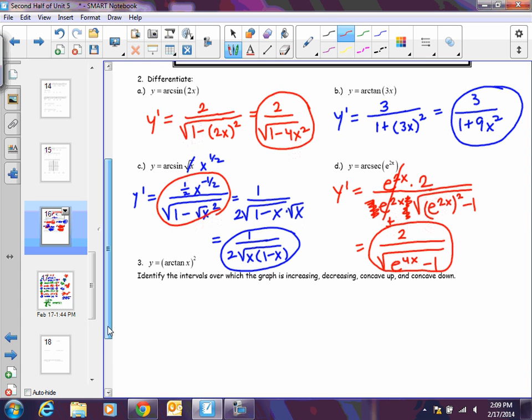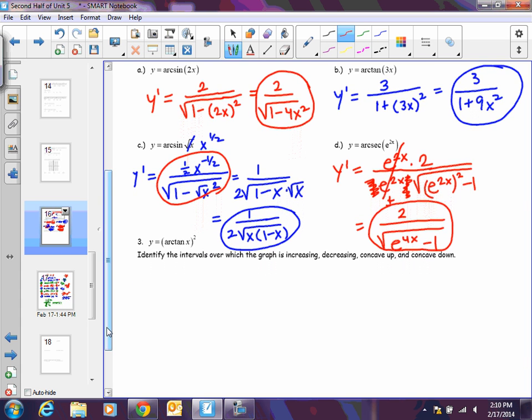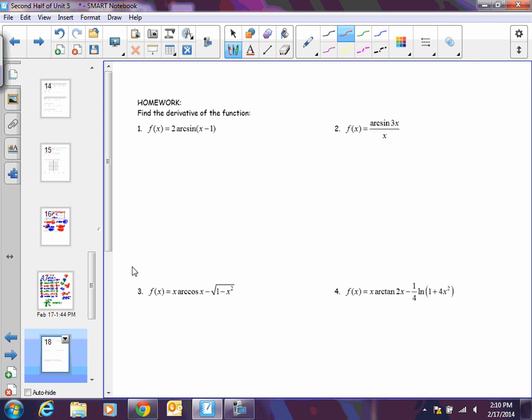Alright, before I do 3, I want you to notice on your homework, if you just turn the page really quick, they get a little bit more complicated. I've only practiced taking derivatives of arcsine, tangent, whatever, in isolation. But, so 1, I think you guys are okay with, but what are you going to have to do on 2? Separate it.